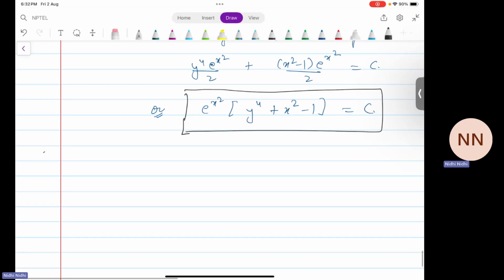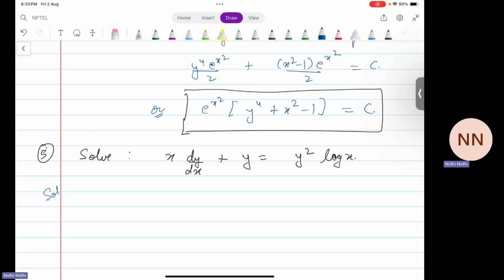Question number 5. Solve x dy/dx + y = y² log x. We can see that we have a y and a y², so we can convert this problem into a Bernoulli's equation. Let's see how. Solution.